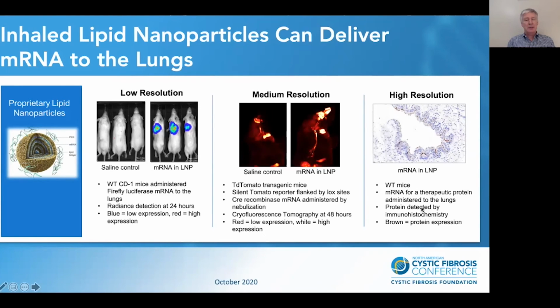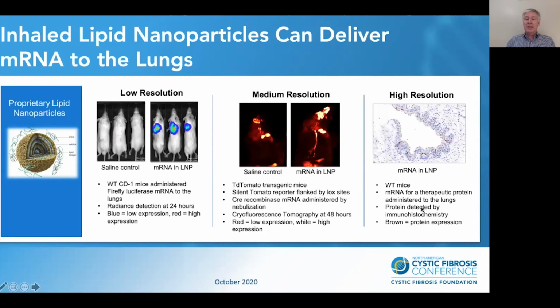In the center panel, we're getting more detail into the organ resolution of expression. These particular mice have a reporter gene, a tomato reporter gene, inserted in their genome, but it's inactive.